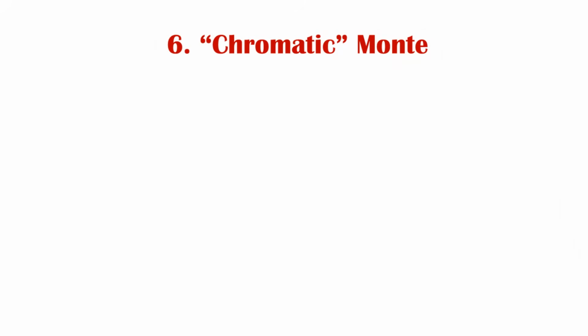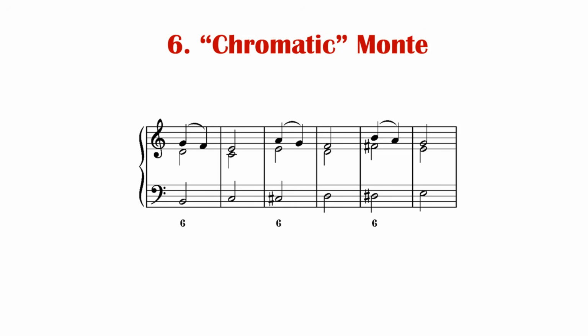Number 6. The chromatic Monte, or simply Monte, as the German theorist Joseph Riepel named it in the 18th century. Similar to the previous case, here we've got an alternation between first inversion and root position chords, but now the bass ascends by half steps, making it very useful for modulations. The descending pattern of the melody is also very characteristic, although not mandatory.